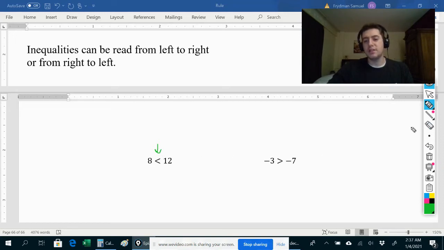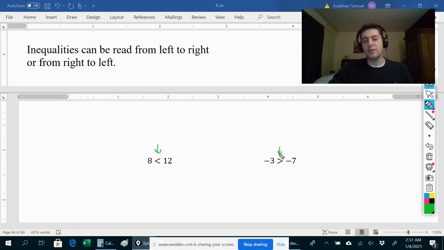And the same thing for this one over here. Some people call this the greater than symbol. I do not like doing that, because it is true, if I read it from left to right, I would say -3 is greater than -7, okay? Because reading it from left to right, I would hit that mouth first. But I could also read it from right to left, and I could say -7 is less than -3.